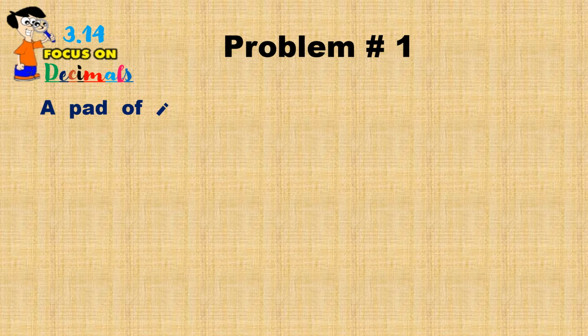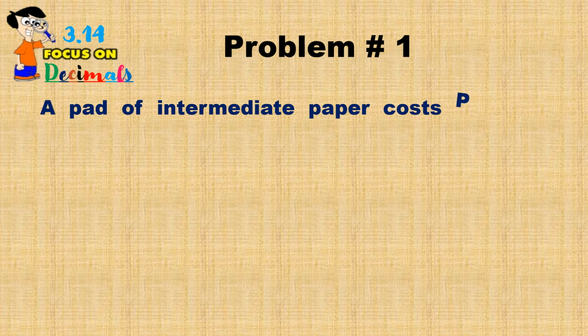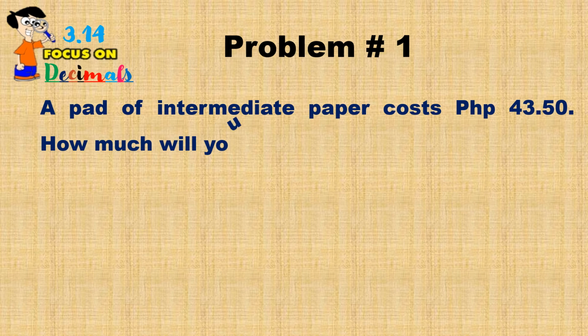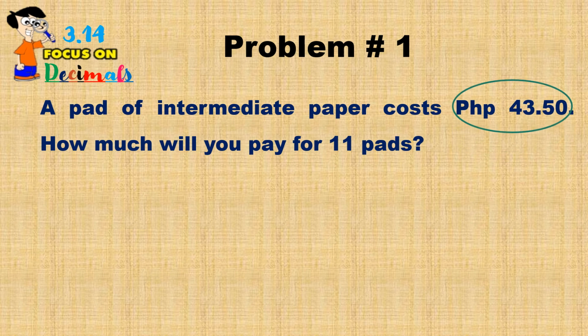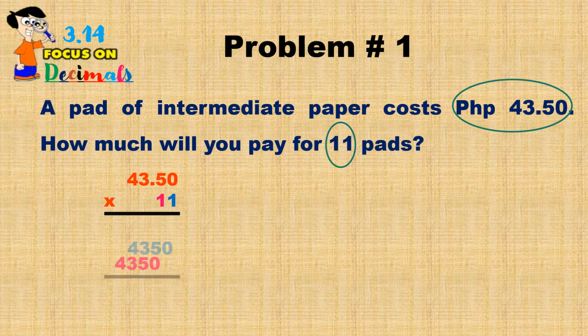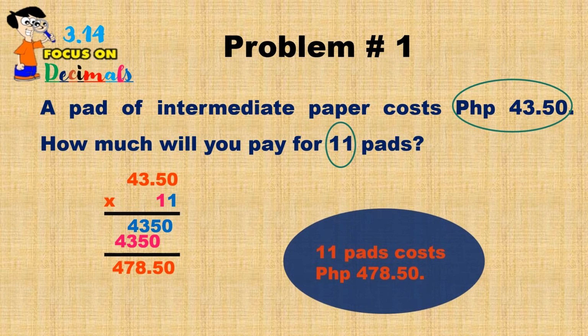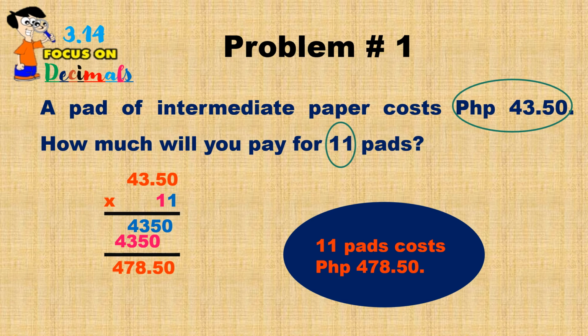Problem number 1. A pad of intermediate paper costs 43.50 pesos. How much will you pay for 11 pads? To solve the given problem, just simply multiply 43.50 by 11. So 43.50 multiplied by 11, the answer is 478.50. Therefore, 11 pads cost 478.50 pesos.